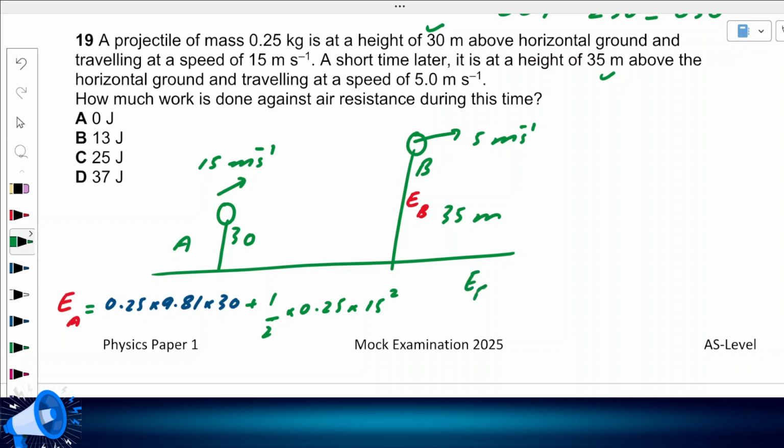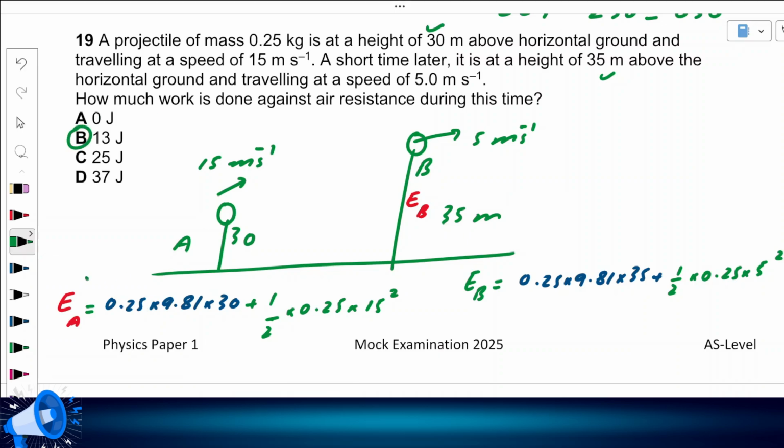Now the total energy at B would be mgh, which is 35, plus the kinetic energy, 1/2 m v squared, where v is 5. So you simply insert these two values on the calculator and find the difference in the two energies. If you do the calculation the right way, the answer would be 13.